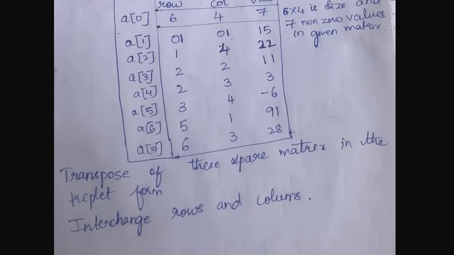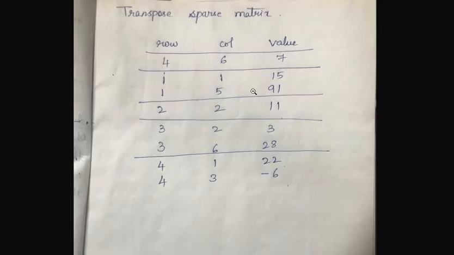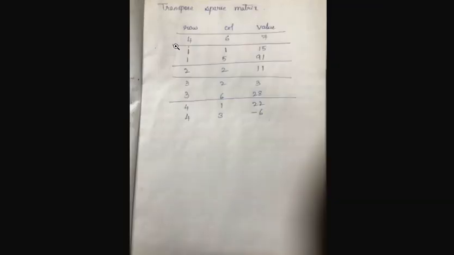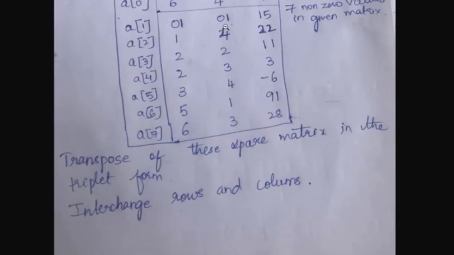Transpose is nothing but interchanging rows into columns and columns into rows. The values will not change. That's it. Now in the transpose matrix, wherever the column was there, that we will consider as the row. Here 1 is there. Wherever the entry 1 is there, that is our row now. So 1, 1, 15. Mention that.